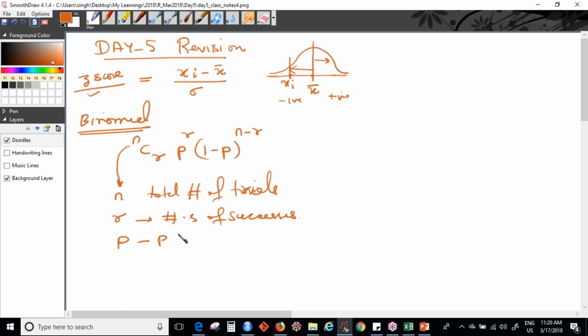p is your probability of success in one trial. So what is the probability of head in case of tossing a coin, or what is the probability of getting a 6 in case of rolling a dice, and so on. So this gives you the formula. Using this formula, you can calculate the outcome of a binomial event. Any binomial event, if it is asked, you can calculate the probability of it. Okay. This is your binomial theorem.